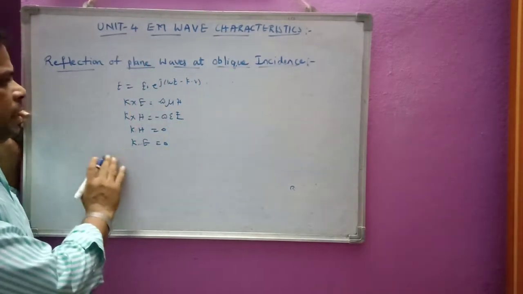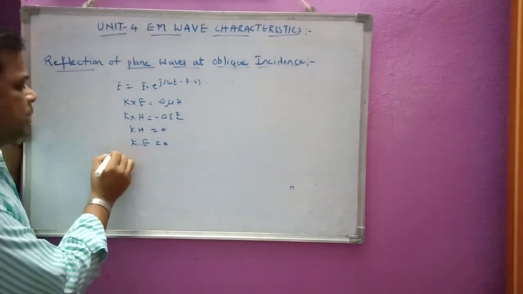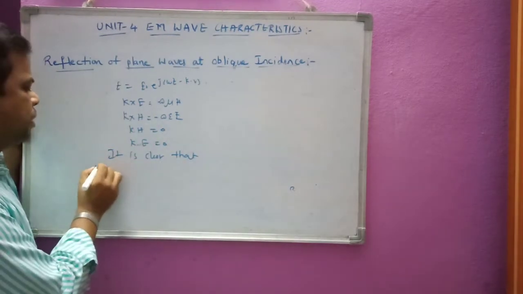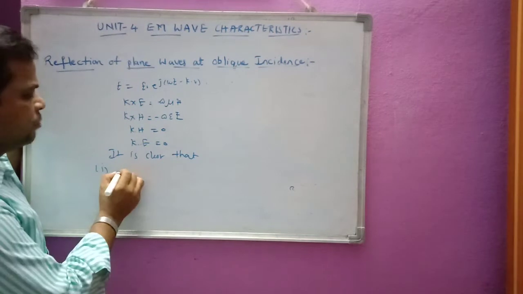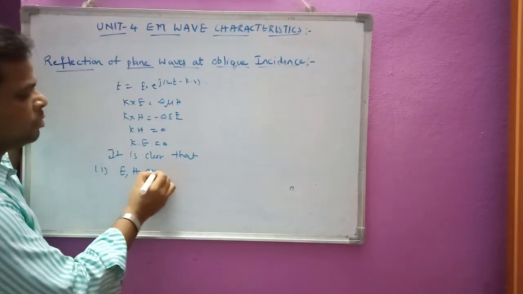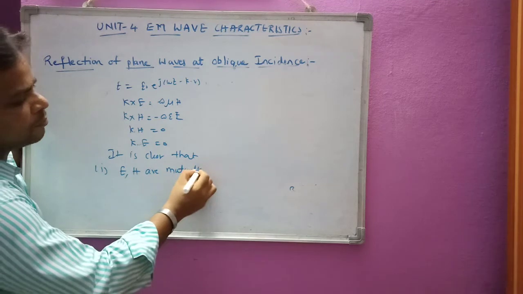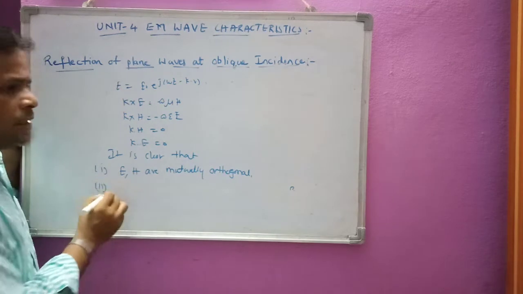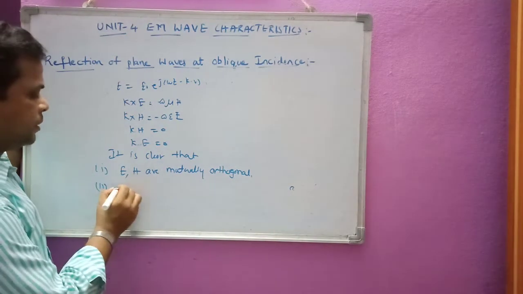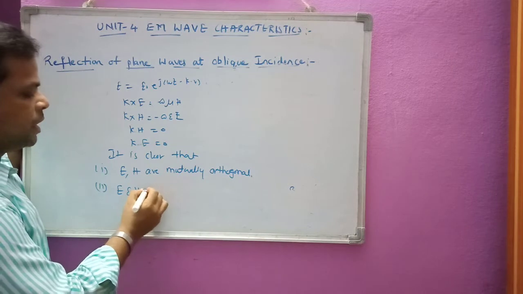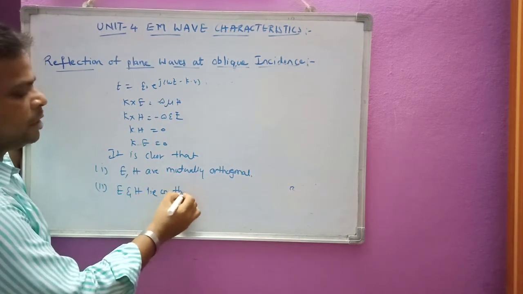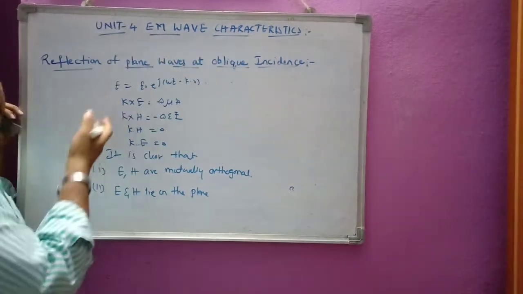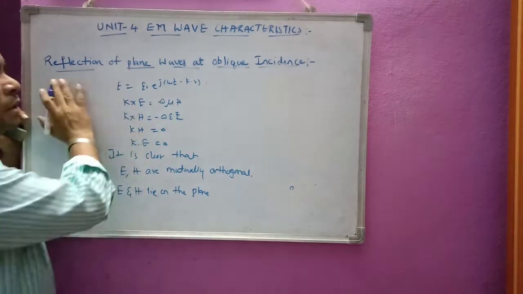Now from this it is clear that we are having two important conclusions from these equations. E and H are mutually perpendicular, or orthogonal. And the second point is E and H lie on the plane. Plane is what here? We are having the xz plane, yz plane, and xy plane, so this one we are going to consider.